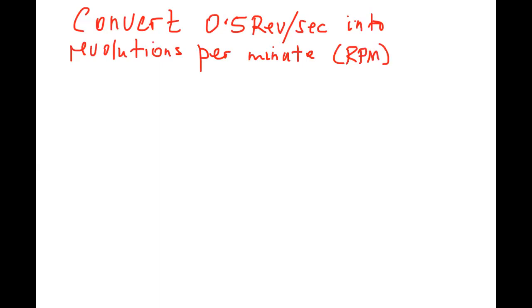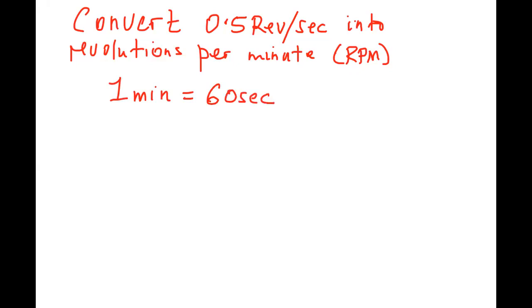So I'm going to write 0.5. One thing before we do this conversion, we have to realize that a very important conversion here is that 1 minute is equal to 60 seconds.